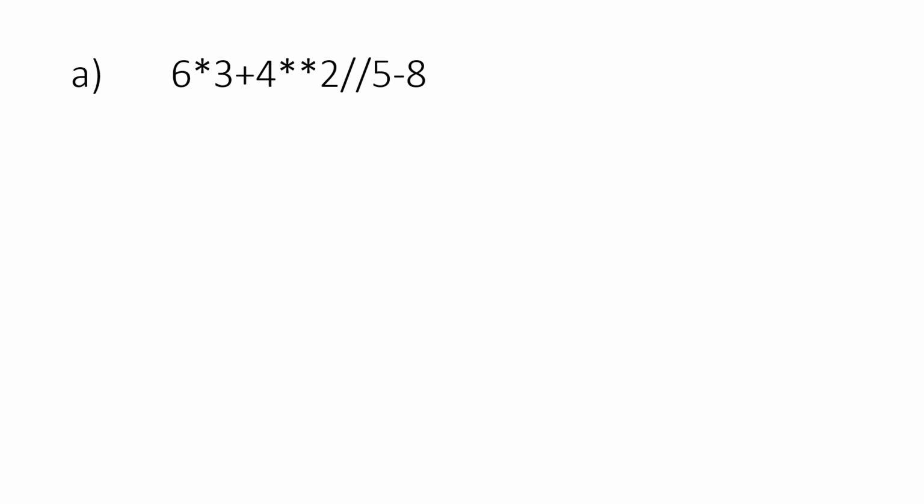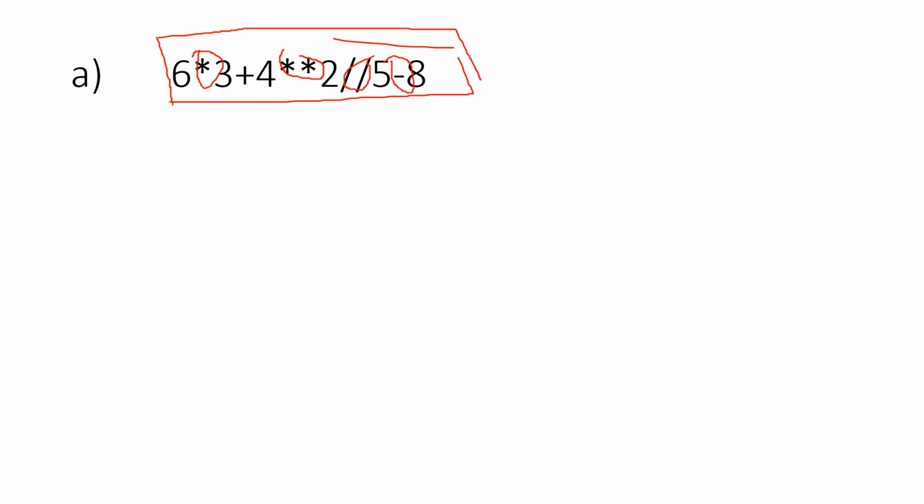So here we are. We are going to solve this. First of all, what is the operator precedence of this expression? First, try to identify all the operators given in the question. The first one is the multiplication operator. Then we have an exponential operator, then a floor division operator, and then a subtraction, or minus, operator. So we have to solve these 1, 2, 3, 4 on the priority basis.